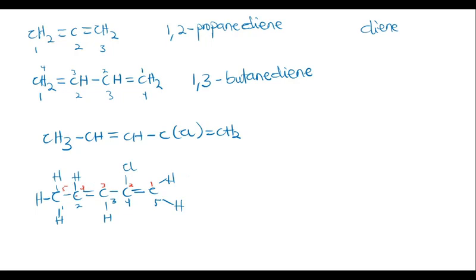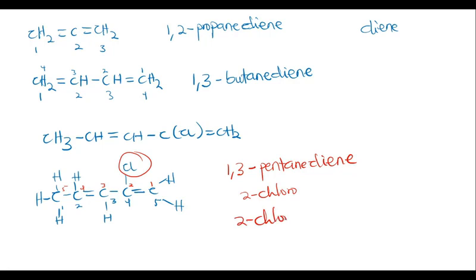So our parent name for this compound is going to be 1,3, then we have 5 carbon atoms, so it's pentane diene. Now we can see that we have a substituent over here and it does not form part of the parent chain, so we also give it a number, which is 2 chloro. If we combine these two, it's going to be 2 chloro 1,3 pentane diene.